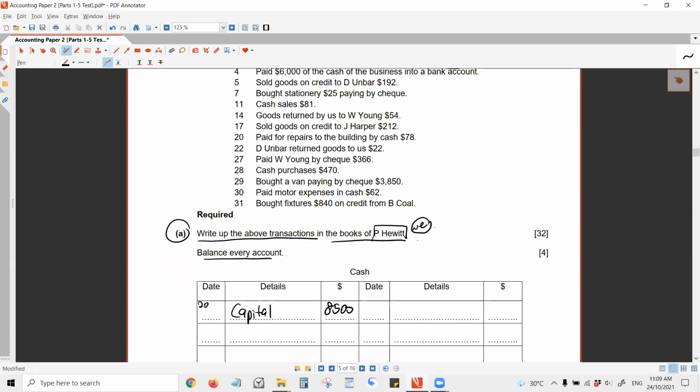So the date, 1st March 2018. You write on your own. Okay, 2018, 1st March. Do the same to the capital account. Write the same date.